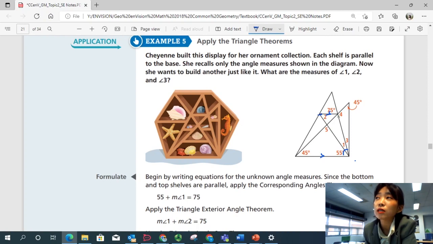If you look at this little triangle here, there are lots of triangles in this diagram. You can see which triangle you want to use according to the theorems that might work, right? So if you look at this triangle inside in the middle, then you can identify 1 and 2 as remote interior angles to the exterior angle 75 here, right? So you can say 1 plus 2 is equal to 75.